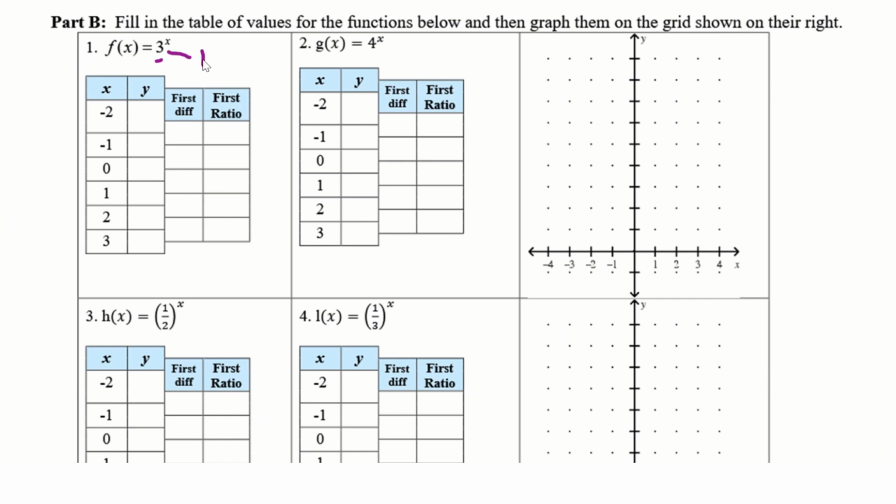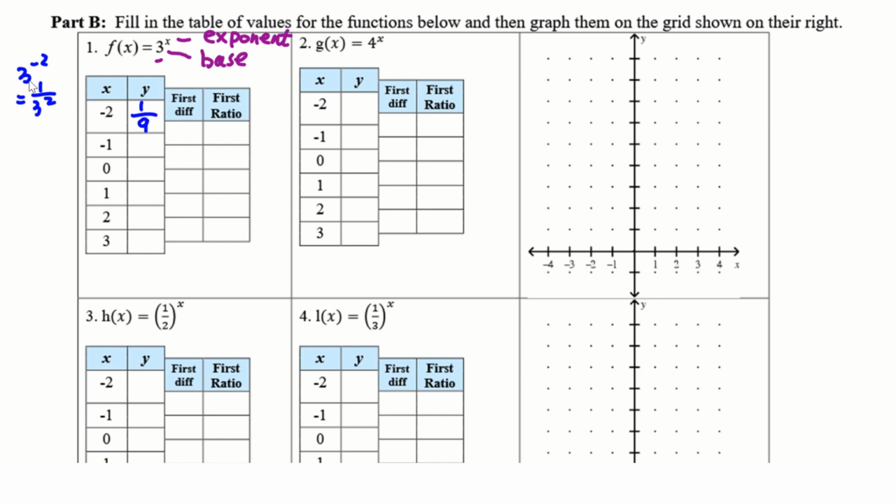This 3, we call it the base, and x is the exponent. And this one is called the parent function, y equals 3 to the exponent x. This is the exponential family's parent function. So we sub in: you have 3 to the exponent -2, which will be 1/3 squared. It gives you 1/9.